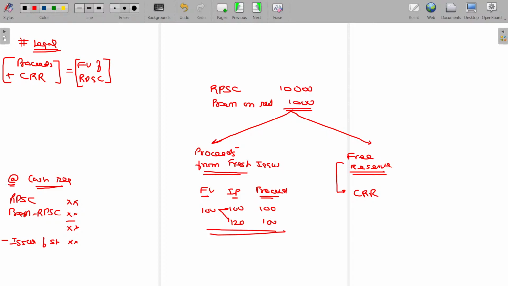And for the cash requirement for repaying that, how much do you have to pay? 10,000 plus 1,000, 11,000 you have to pay. For that, how much money do you get by issuing the shares? By issuing the shares, face value plus securities premium, you will be getting the money.